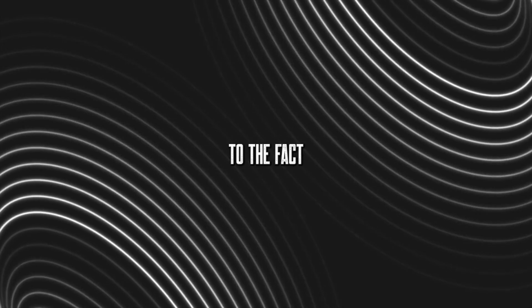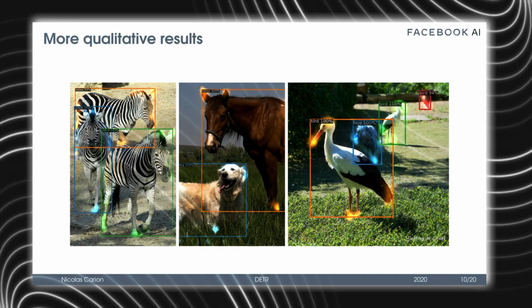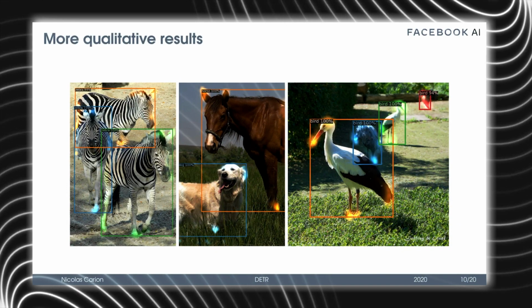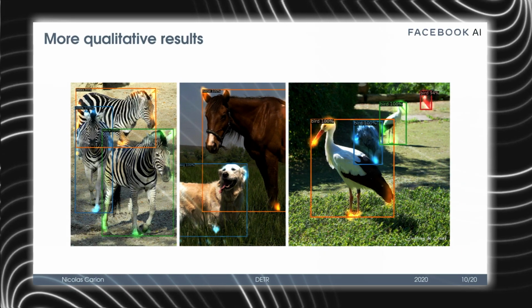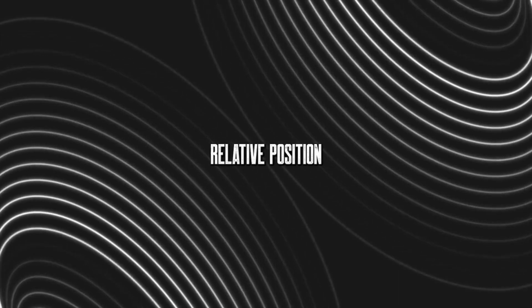And this was down to the fact that these models failed to learn how to properly perform their tasks given their limited training data. The researchers introduce a new way of finding 3D objects in pictures. They call this 3D-VRPE, which stands for 3D Vertex Relative Position Encoding.